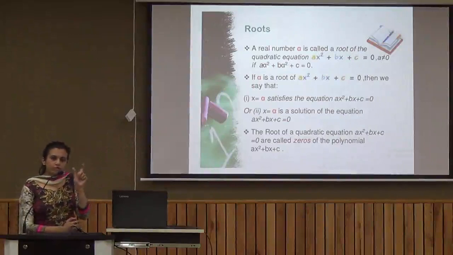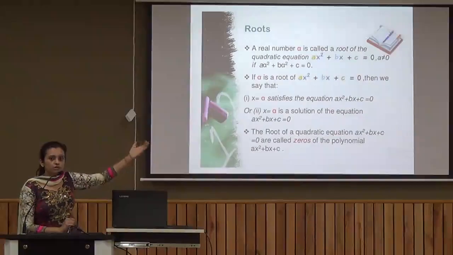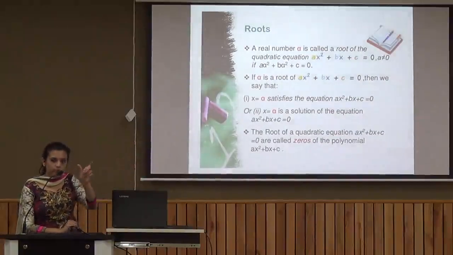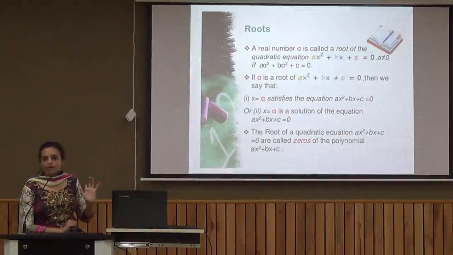Just pay a bit of attention to the word equate. We equate it with something. Here we've done equal to 0. The word equate, the word equation. That is the difference between a polynomial and an equation.